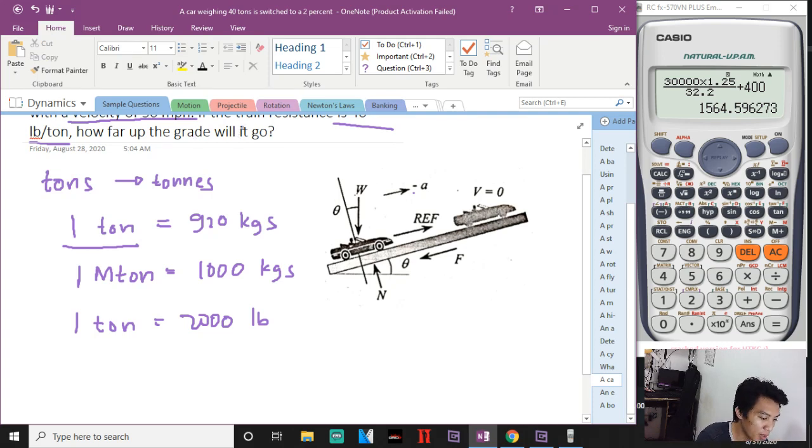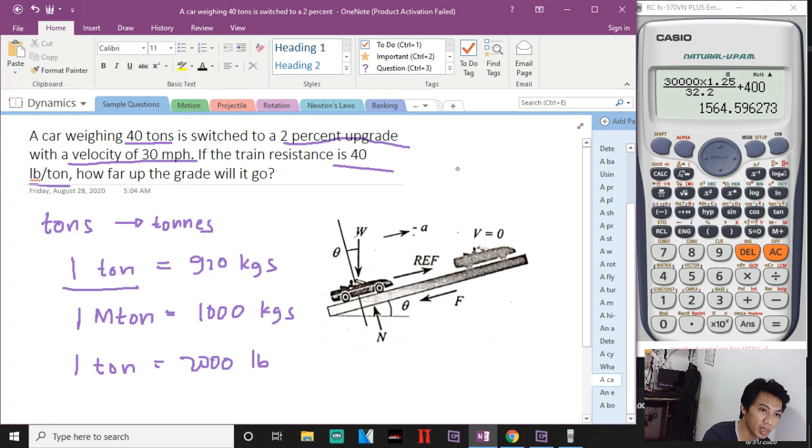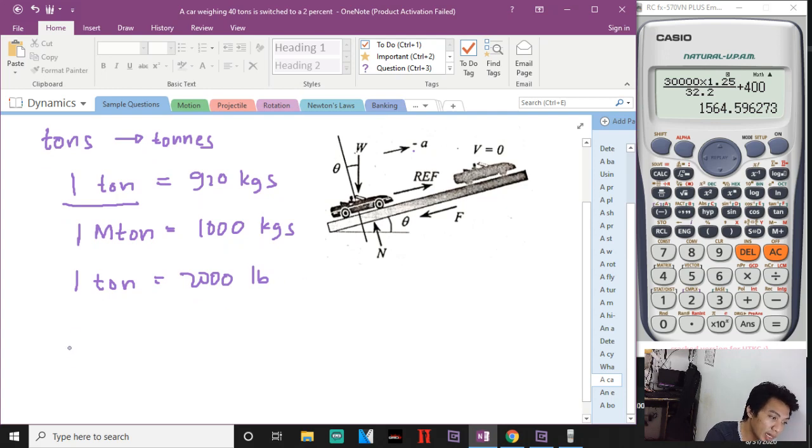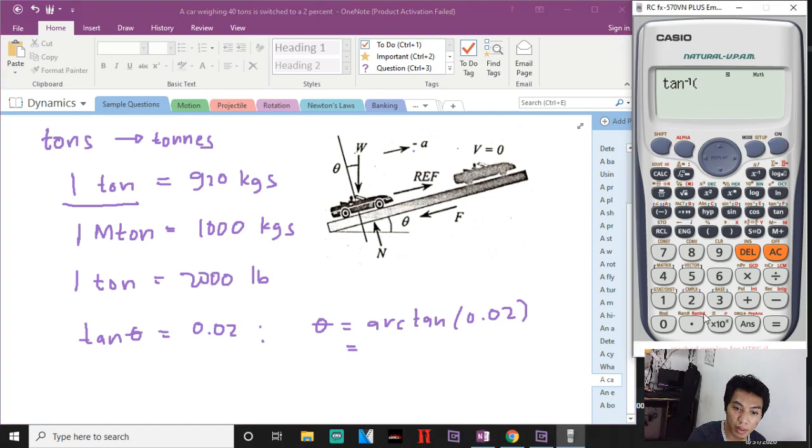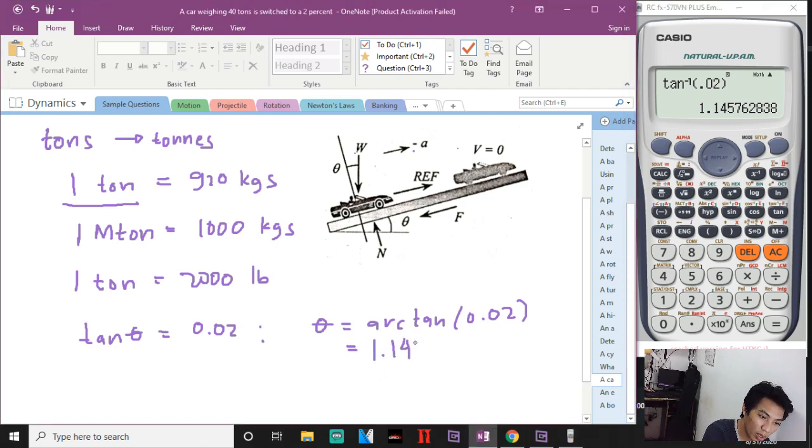Now, how do we solve this? It's a bit long. First, when it says 2% grade, it means you make it a decimal, equal to 0.02. 2% grade means first we get theta. Tangent theta is equal to 2% grade, 0.02. Now find theta. Theta is equal to arctan 0.02. That is shift tangent 0.02, which is 1.145 degrees.